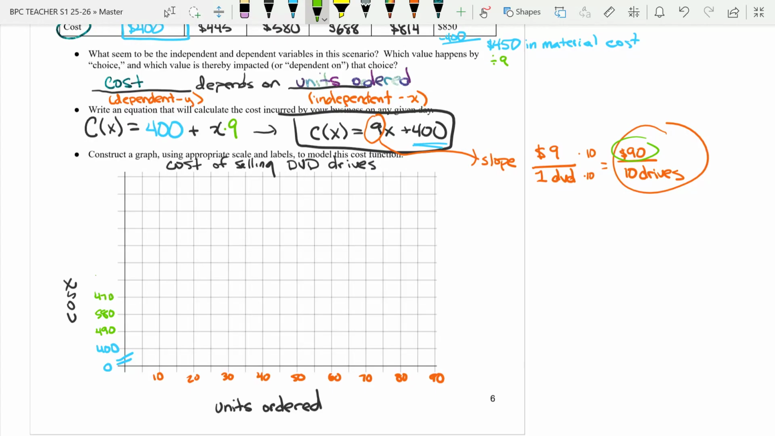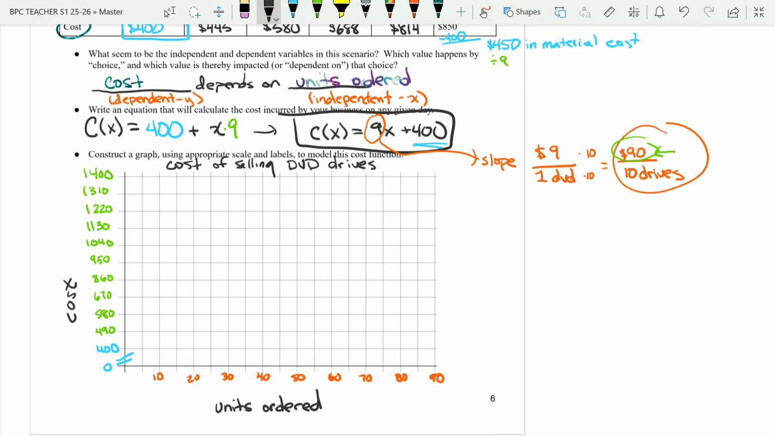580, 470, oops, that went the wrong way. 580 plus 90 is 670, 860, 950, 1040, 1130, 1220, 1310, 1400. So that's counting by 90s, and I'm counting by 90s because that works nicely with my slope.